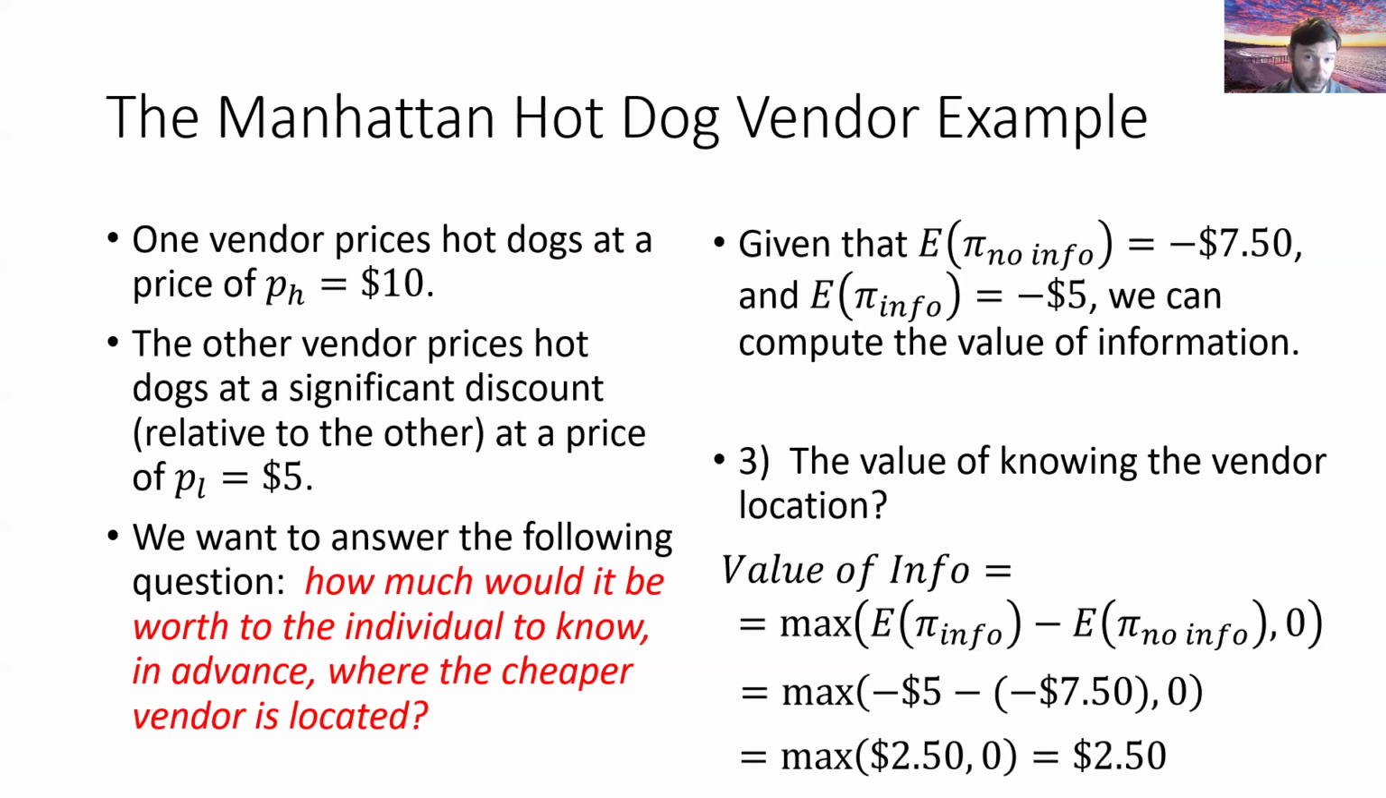And hopefully that makes sense here, no pun intended, that knowing the vendor location, right, means you're going to pay $5 for sure, whereas not knowing, you face that lottery, a 50-50 chance between paying 5 and paying 10, right? So you could have been paying $7.50 on average without the information. With the information, you pay $2.50 less on average.